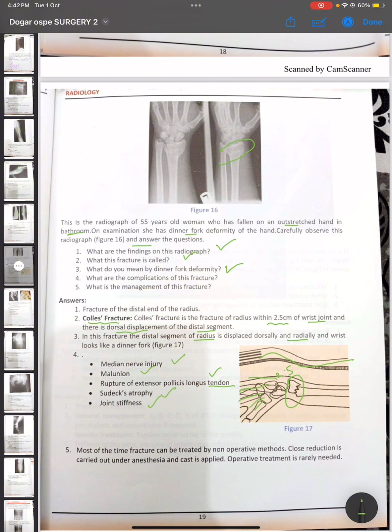Most of the time, the fracture can be treated by non-operative methods. Closed reduction is carried out under anesthesia, and a cast is applied. Operative treatment is rarely needed.